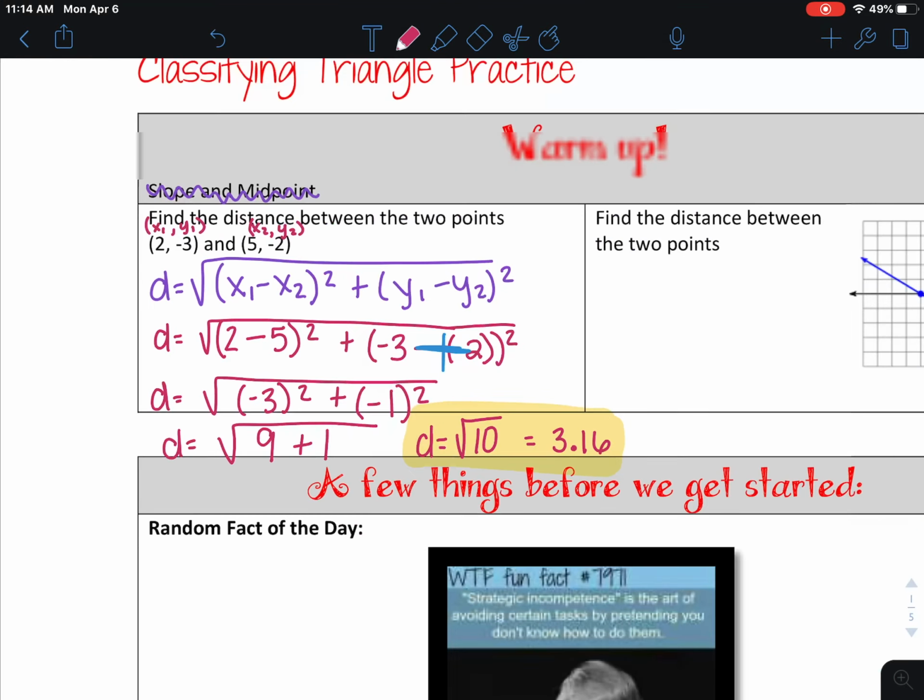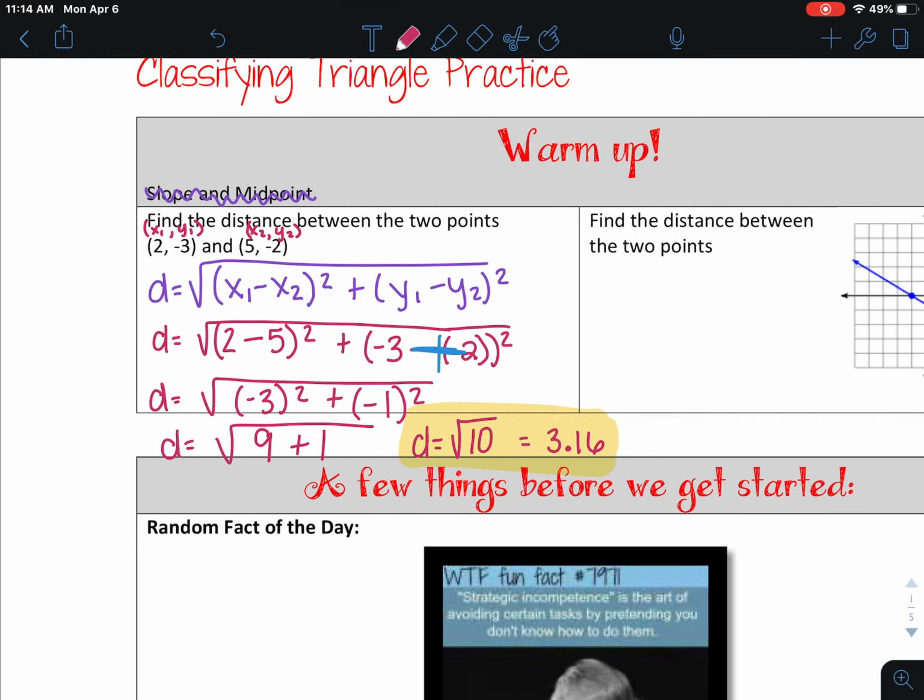All right, so the other one is on the answer key. Again, if you can't see the answer key, let me know and I will fix that for you.